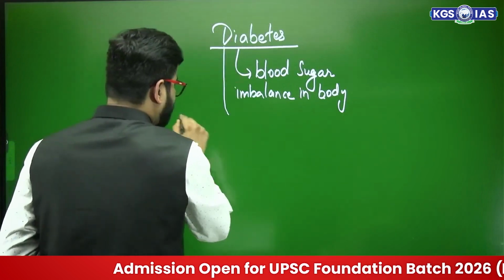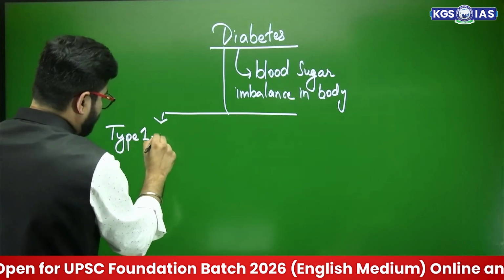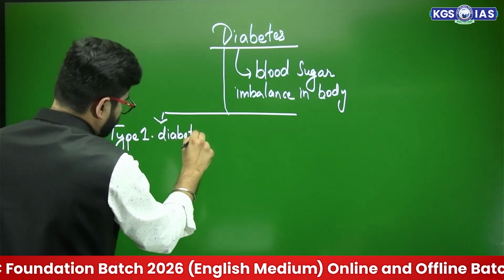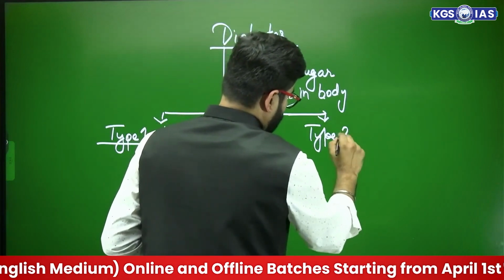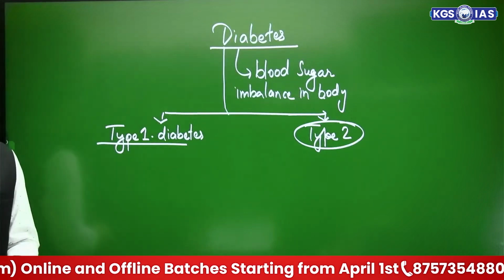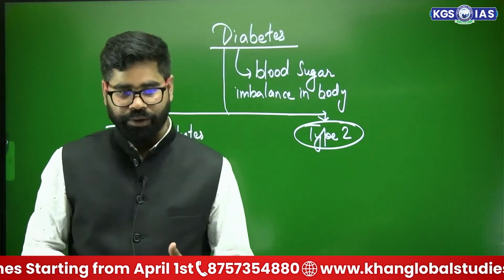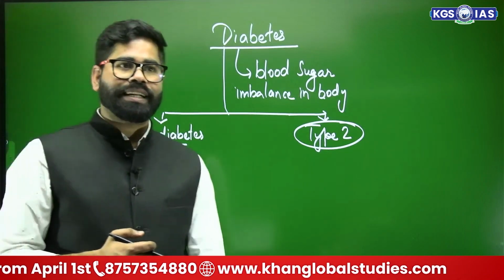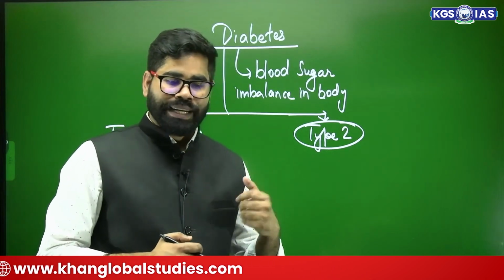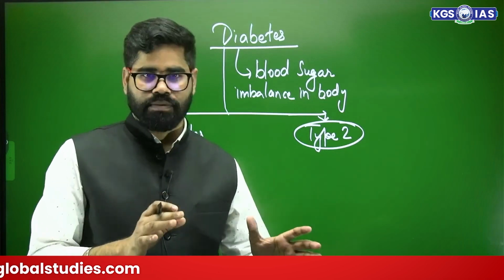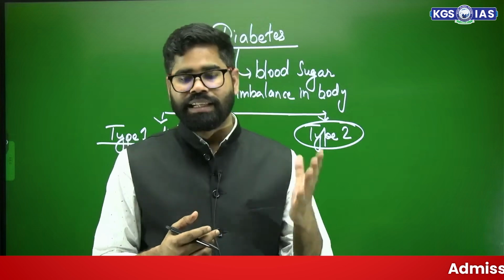Diabetes is considered of type 1 and type 2. There is one thing called type 1 diabetes, and there is another thing, type 2 diabetes. So what is type 1 and type 2? Let us first discuss type 1. This is a condition in which there is an autoimmune related disease, where our immune system itself destroys the insulin producing cells in the pancreas.